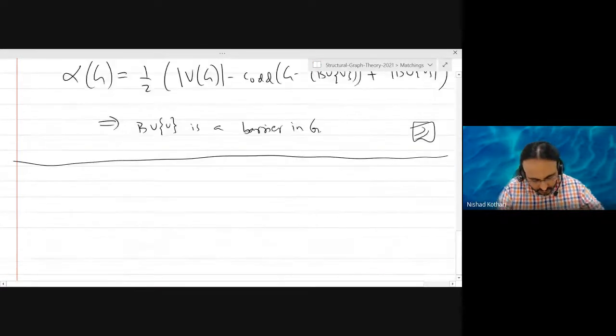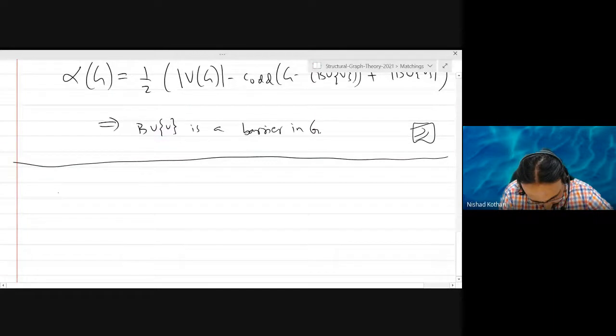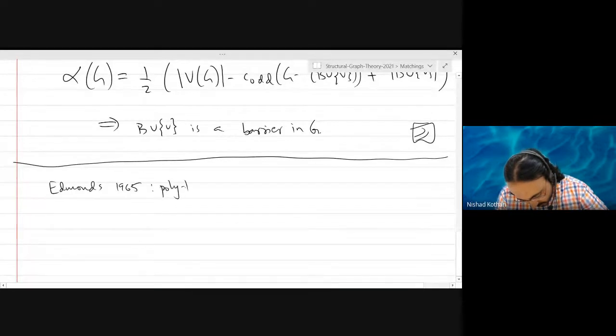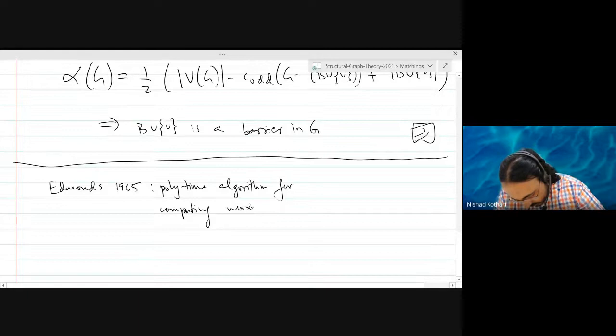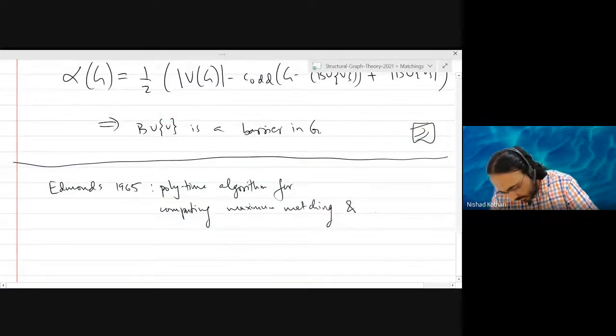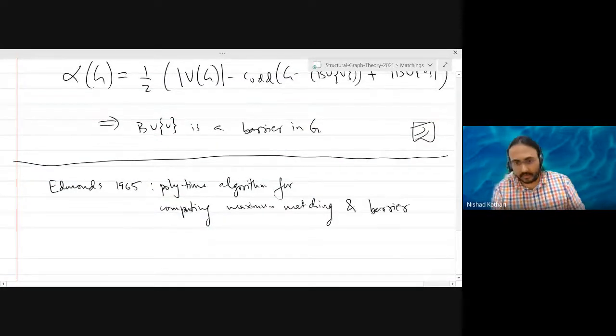So I'll just put it down here. Edmonds 65: polytime algorithm for computing a maximum matching and a barrier as a certificate that that is indeed a maximum matching.